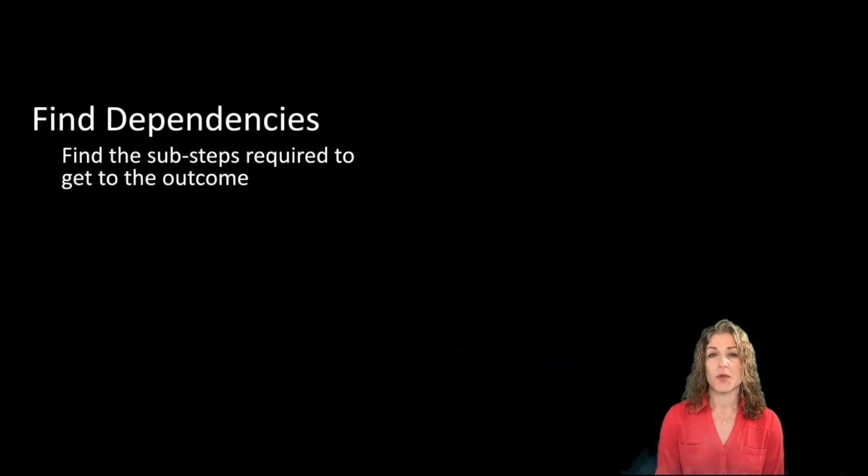Now that you've grouped and sorted your list, let's look at each group. When examining a single group, can you find dependencies amongst the items? So what is a dependency? Sometimes, in order to achieve one thing, you must do something else first.